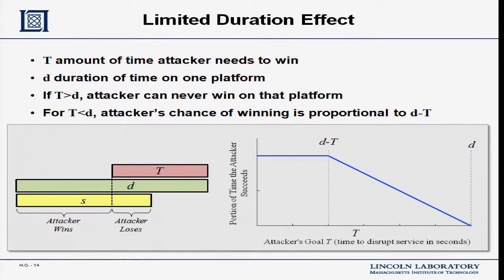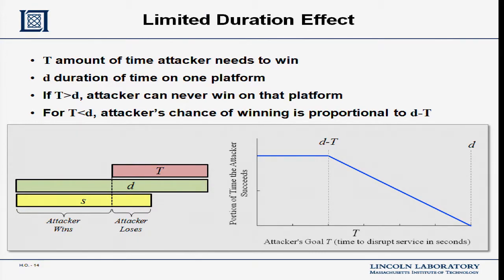On the other hand, if they start early, they can win. So the probability of them winning is really proportional to this ratio of t and d. And that's what we are seeing in this curve. This is exactly the curve for limited duration effect. And that explains the general downward trend for probability of success for the attacker. It also counterintuitively explains the results that we are seeing for one platform.